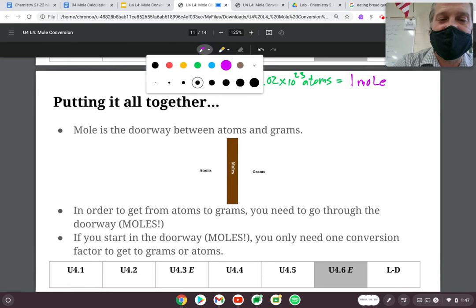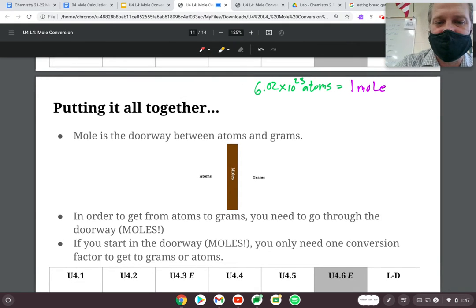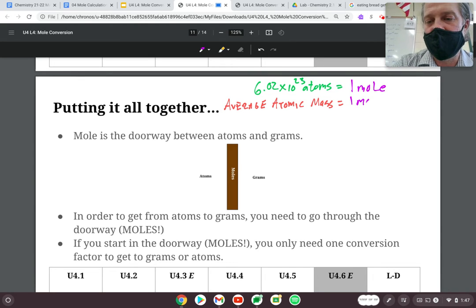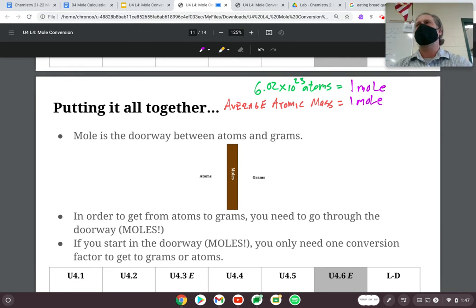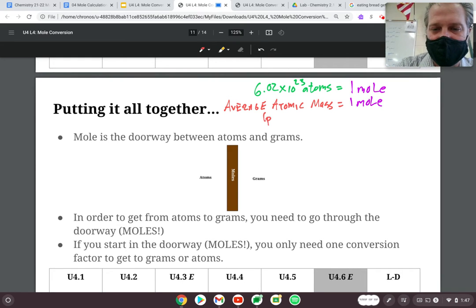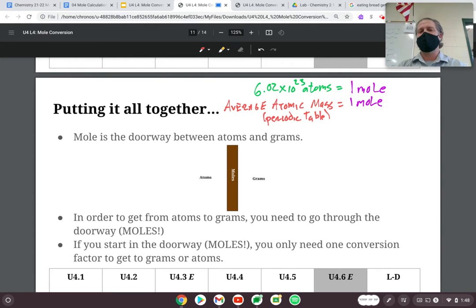We could also say that the average atomic mass of something on the periodic table would be equal to 1 mole of that something on the periodic table. So those are the two things that you needed to keep in mind as you were doing practice problems yesterday. And I'm going to write periodic table down here as a reminder.